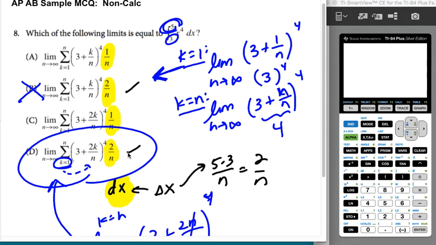Now, you should be careful because occasionally they factor out a coefficient or something to mess with you, but it's usually a good indicator that you can find this dx by doing b minus a over n. All right.